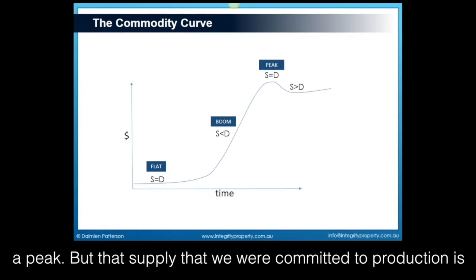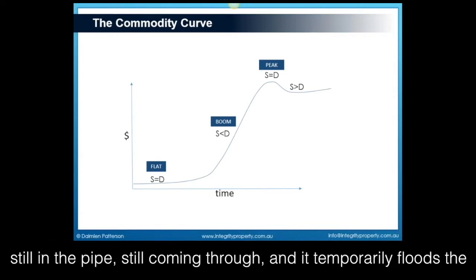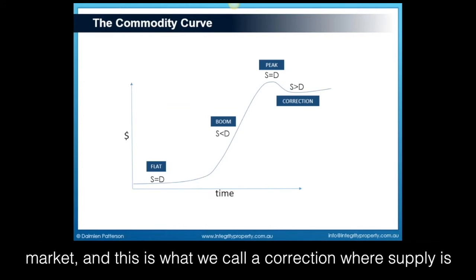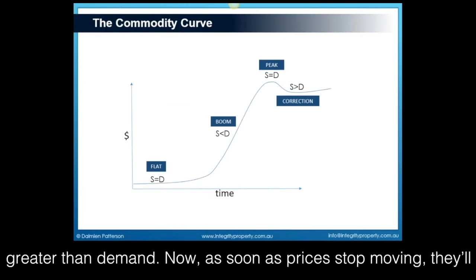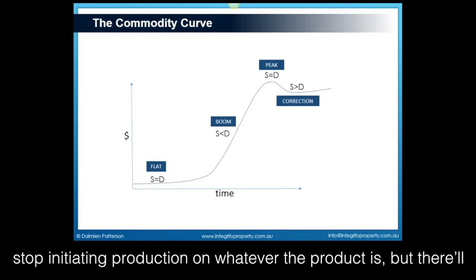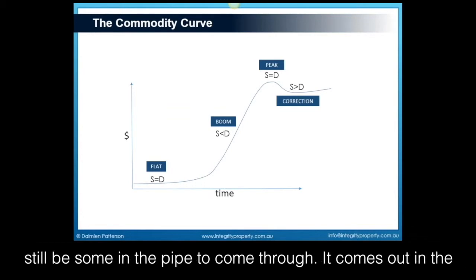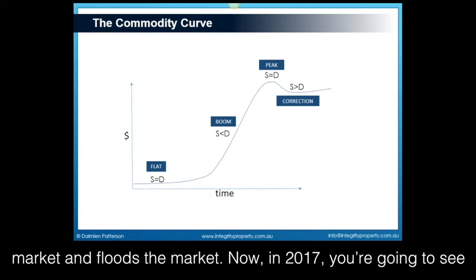That's called a peak. But that supply that we were committed to production then is still in the pipe, still coming through, and it temporarily floods the market. And this is what we call a correction, where supply is greater than demand. Now, as soon as prices stop moving, they'll stop initiating production on whatever the product is. But there'll still be some in the pipe to come through that comes out on the market and floods the market.